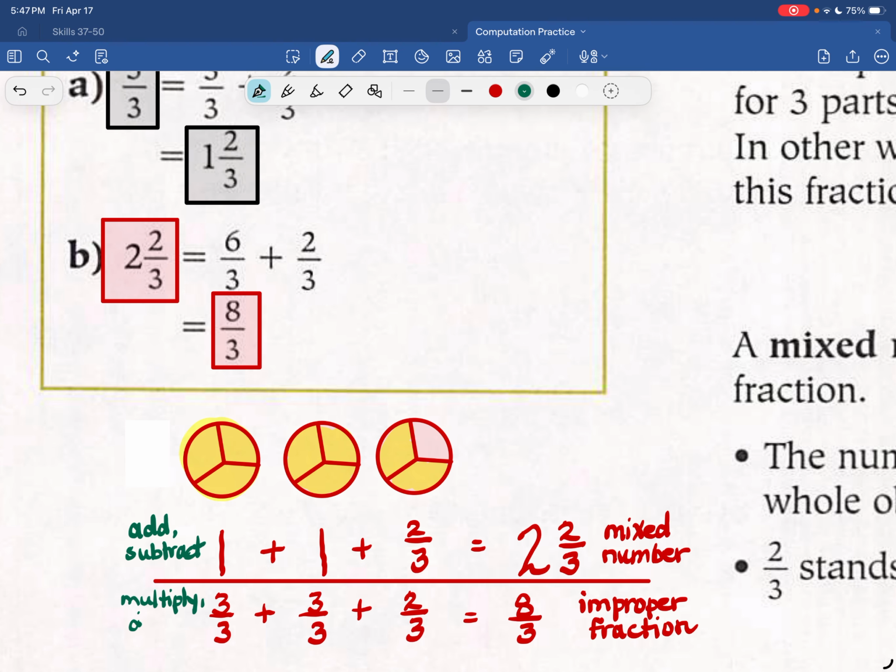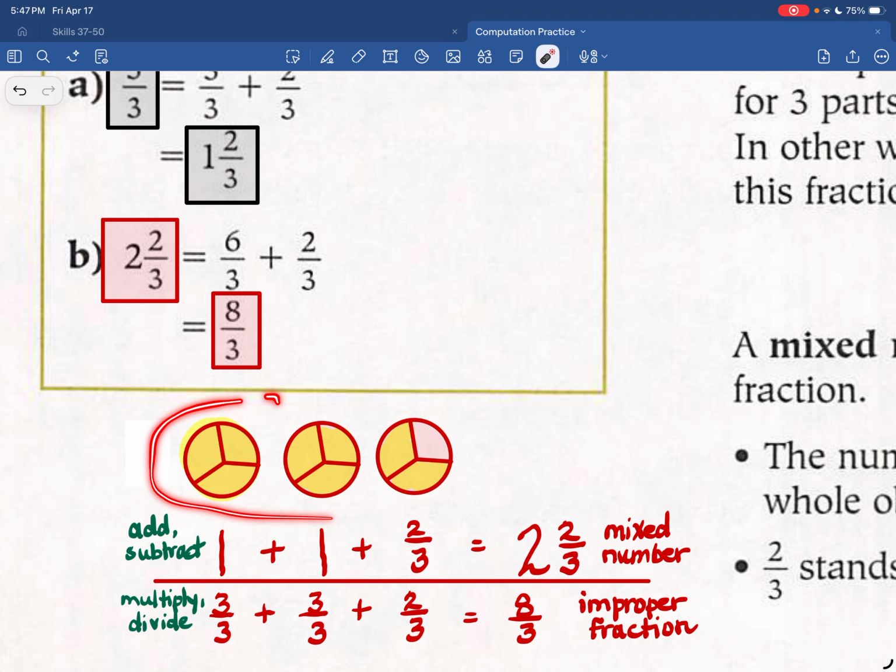On the next page, we will learn how to convert back and forth between these without having to draw a picture. I'll show you the mathematical algorithm or rule that you need so that you don't have to see a picture.